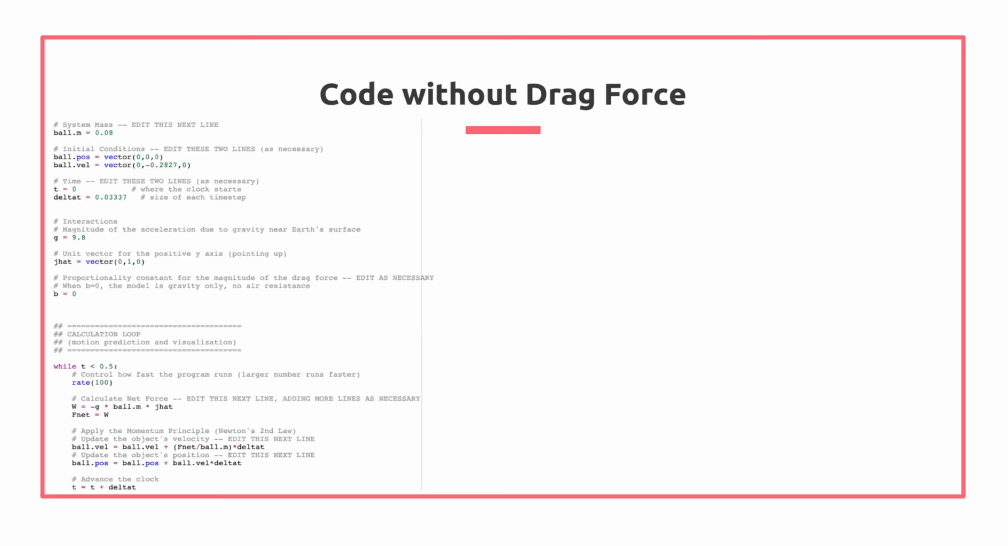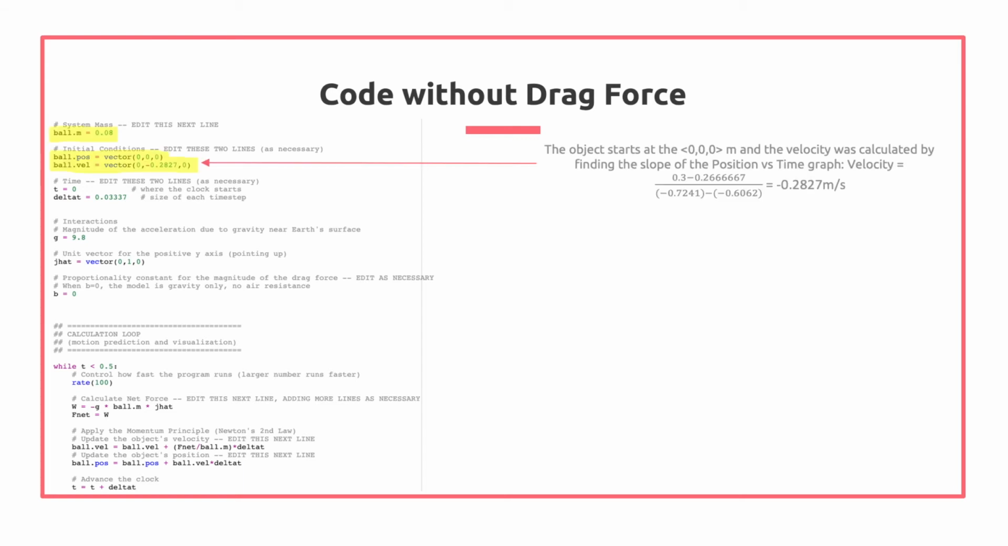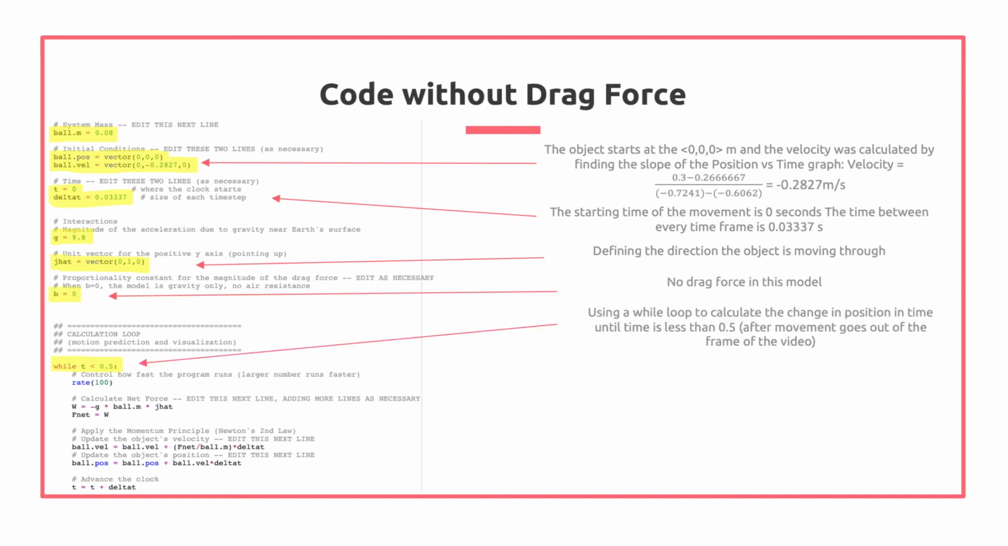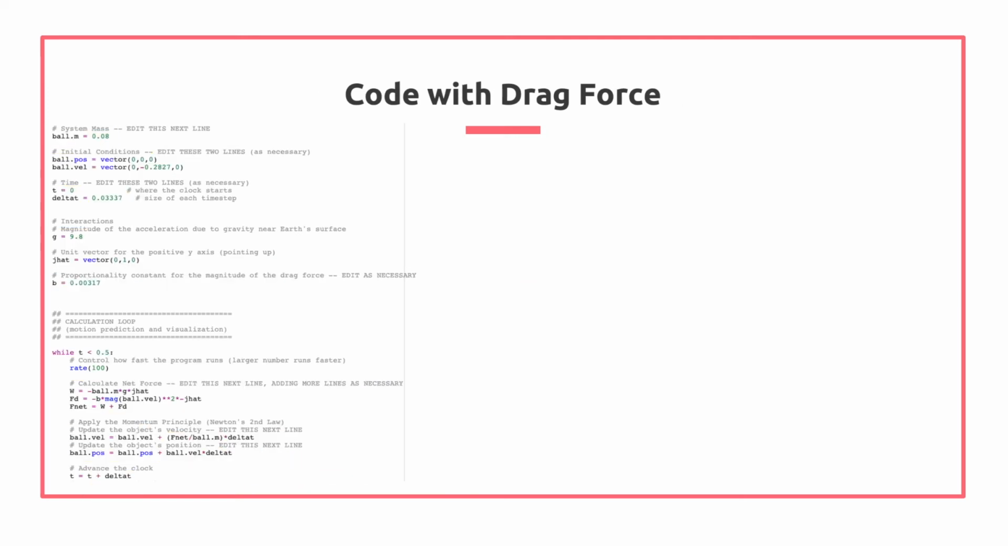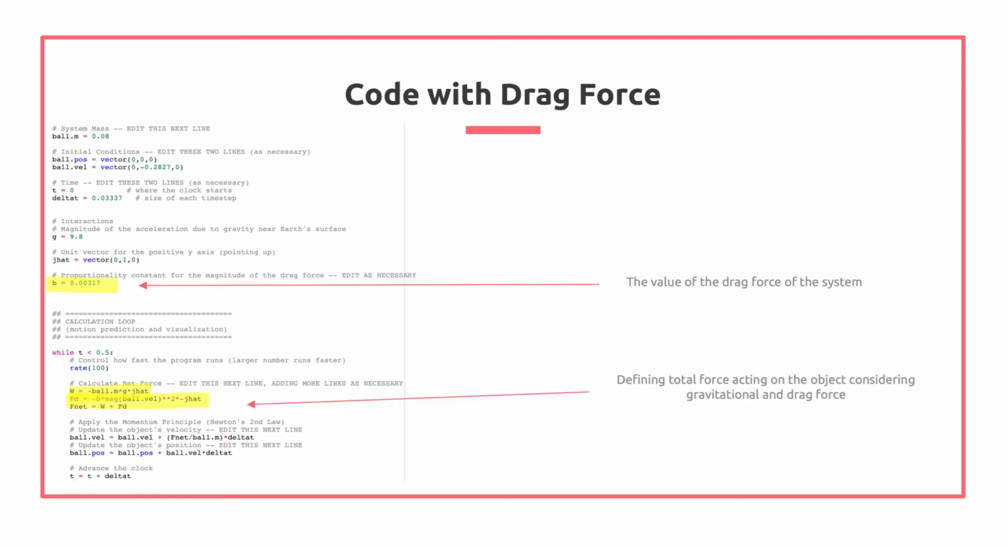Highlighting the most important parts of the computational model without drag force, we see that the initial position of the object is 0,0,0 and the velocity is negative 0.2827 meters per second. In order to predict the final position of the object in time, I used a while loop to calculate the change in position until time is less than 0.5, which is after the movement goes out of the frame of the video. For this experiment, I assumed that the net force acting on the object is only the gravitational force. To predict the final velocity and the final position in each time frame, I used Newton's second law. The only difference between this model and the model that considers drag force is the added value of the proportionality constant and the net force, that is the sum of the drag and gravitational force.